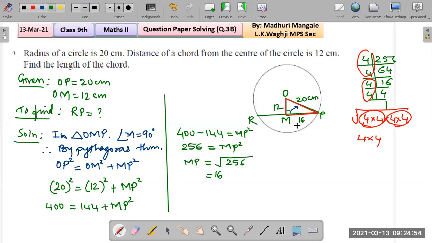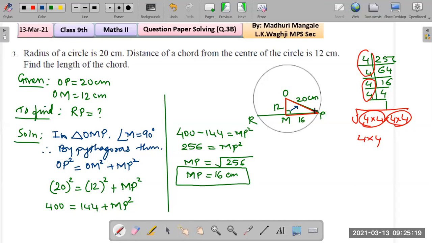Isn't that easy, students? Okay, and we want the complete length of the chord RP. How do we find the complete length of this chord? Yes, so let me just highlight this. MP equals to 16 centimeter. Put a box around this. And now we are going to use a property. What is the property? Perpendicular from the center, it bisects the chord, right?